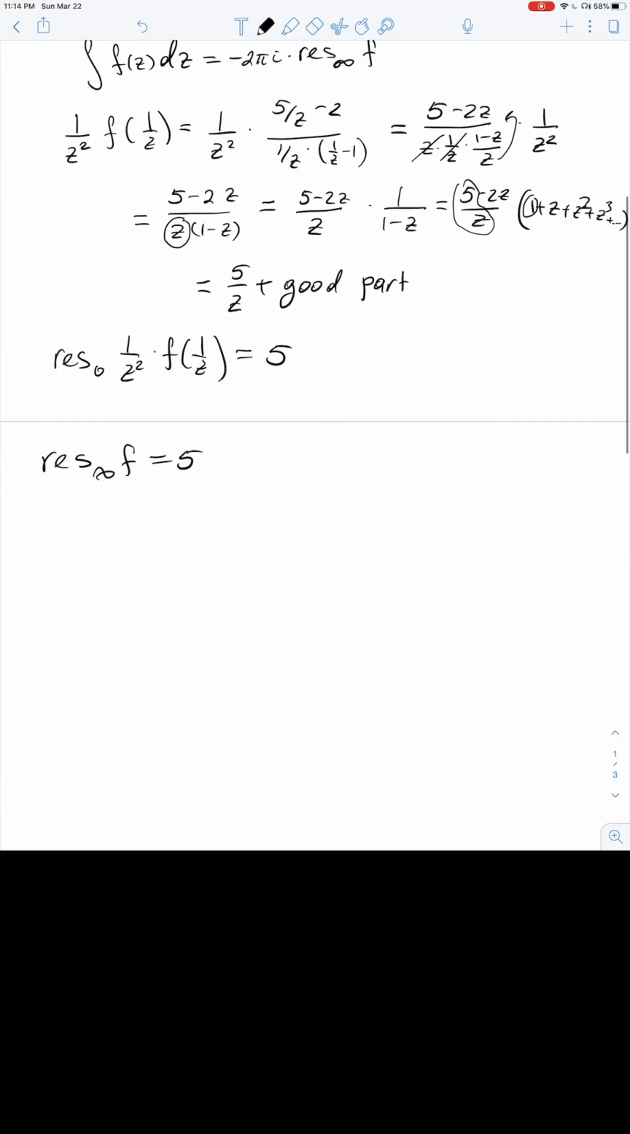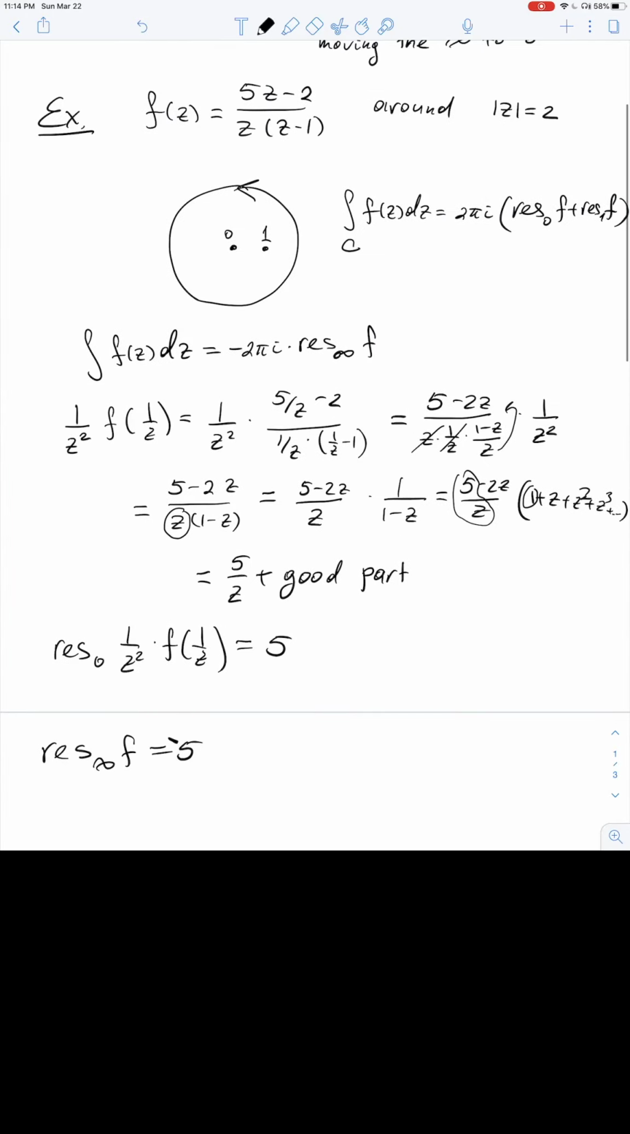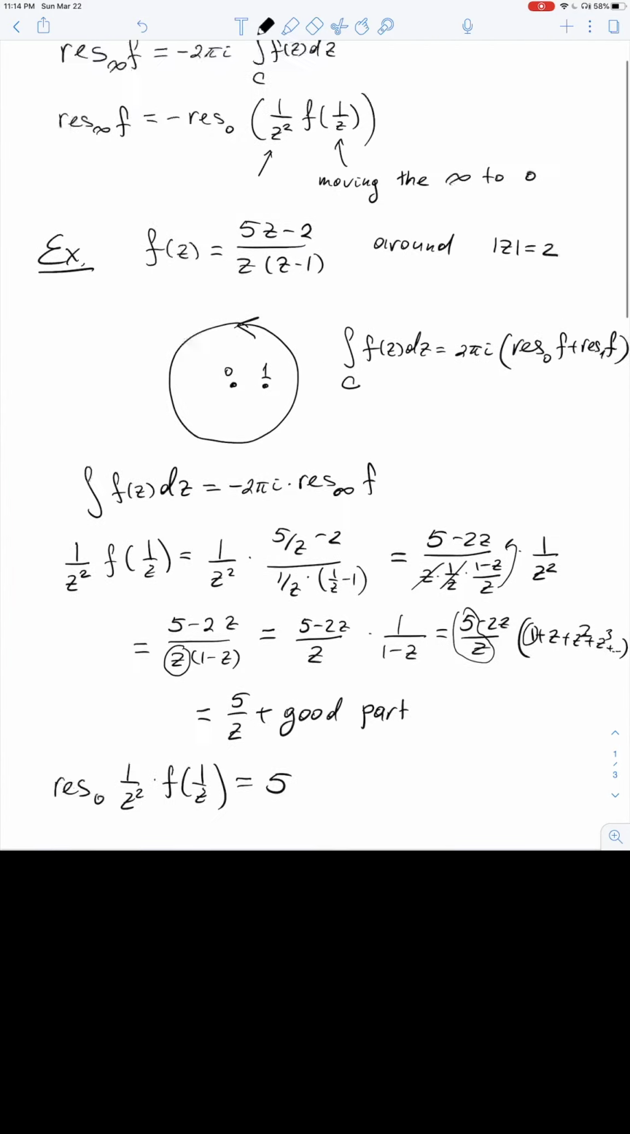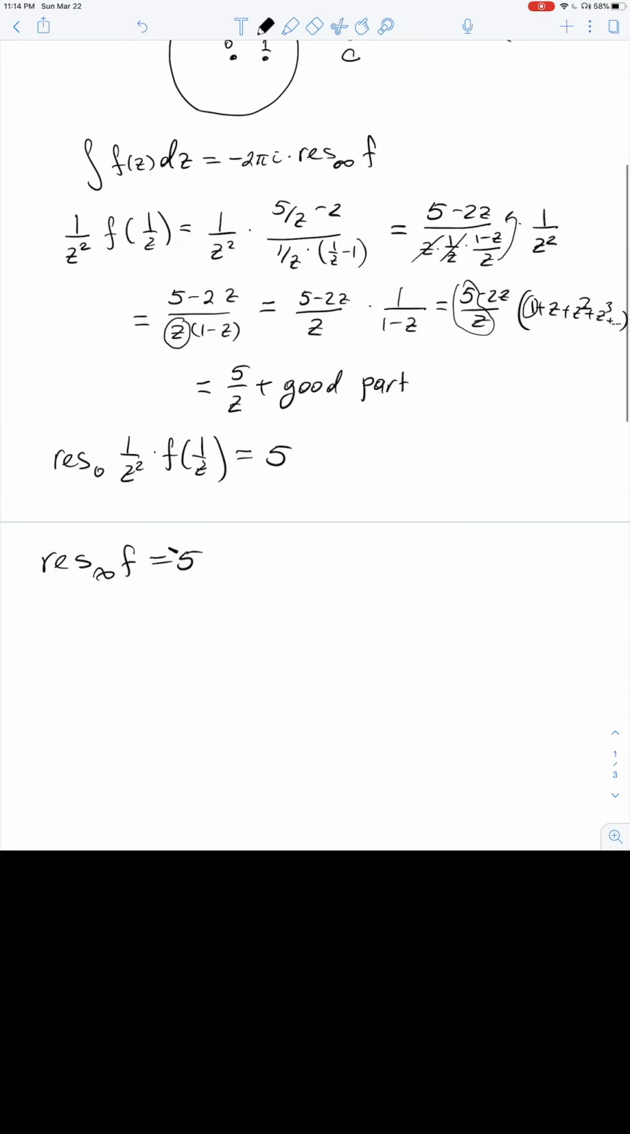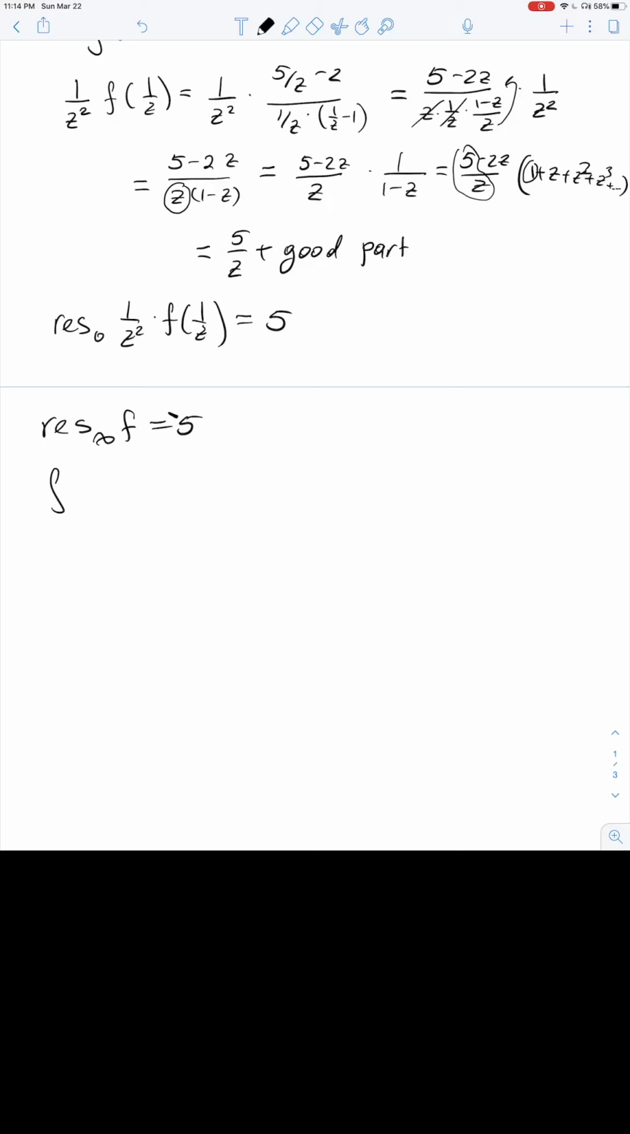5 over z is minus 5, sorry, because we have a minus. So it will be 5 over z times 1 plus the good part. Okay, so the residue is minus 5, and the integral is easy to write.